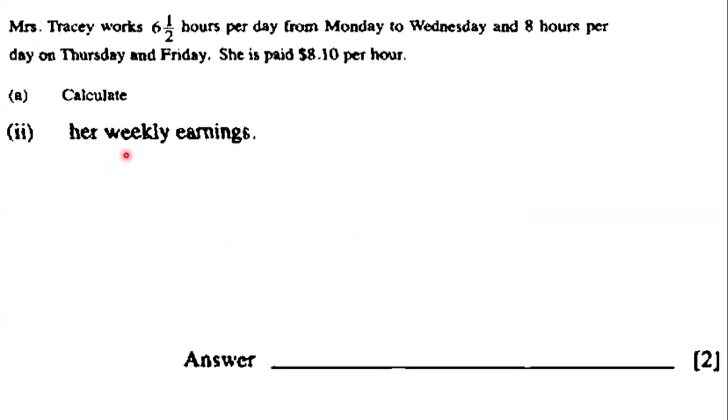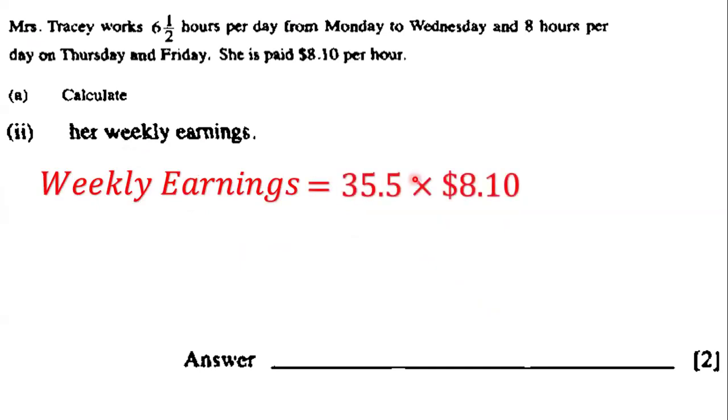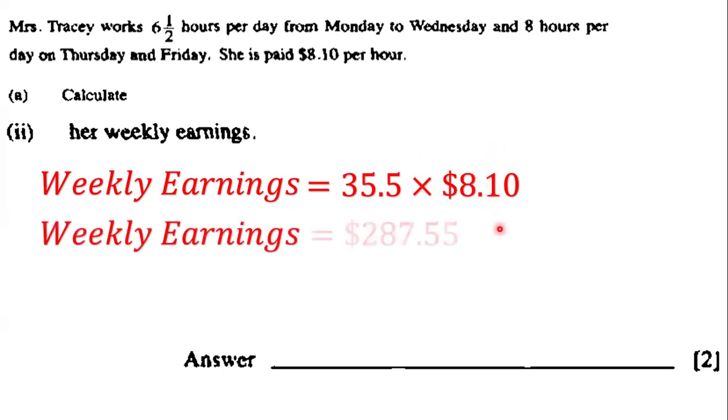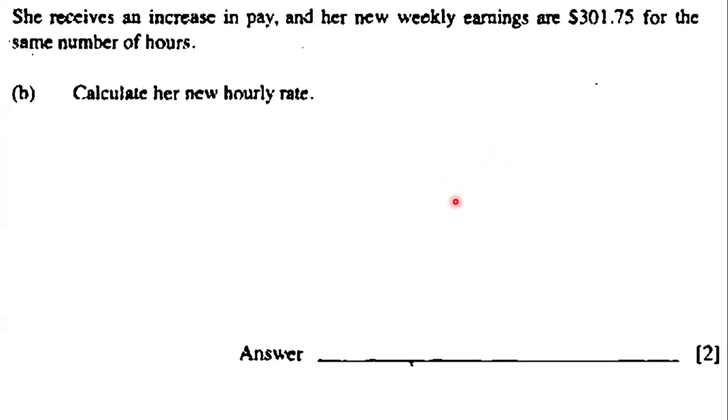Next, the question asks us to calculate her weekly earnings. In order to calculate how much she is paid per week, we have to take into account how many hours she worked, and multiply it by her hourly rate, how much she's paid per hour. So she works 35.5 hours, and we multiply it by $8.10. When we multiply that, we get $287.55. So weekly earnings is going to be $287.55.